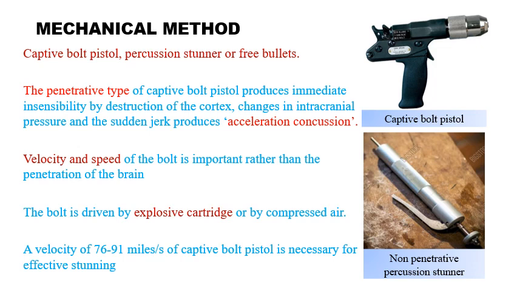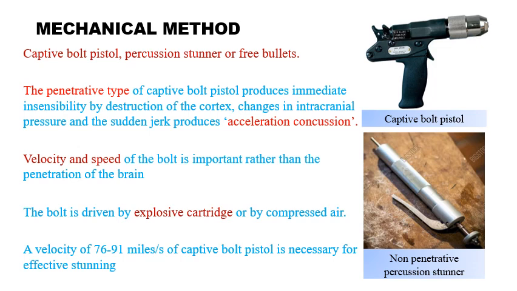So they are of three types, that is captive bolt pistol, percussion stunner, or free bullets. First we will discuss this captive bolt pistol. This is a penetrative type of captive bolt pistol which produces immediate insensibility by destruction of the cortex, changes in intracranial pressure, and the sudden jerk produces acceleration concussion.